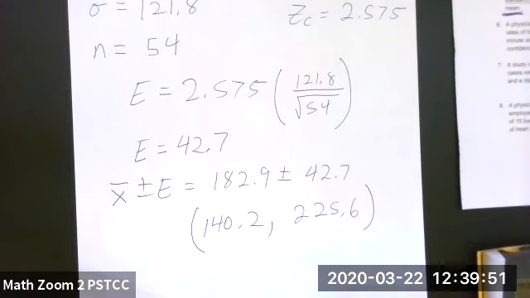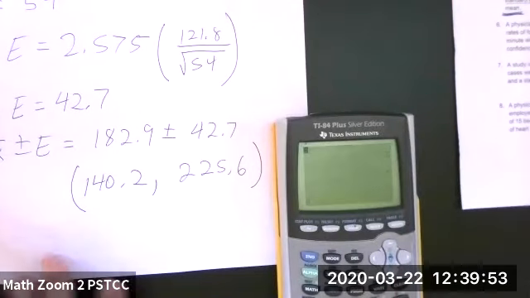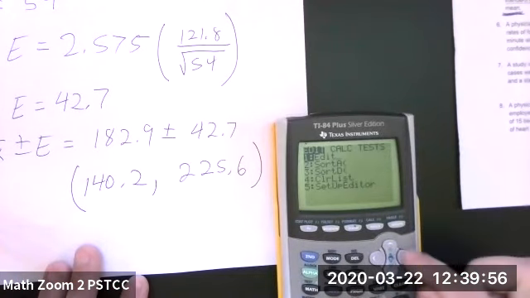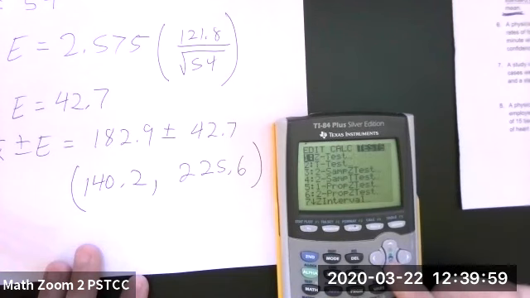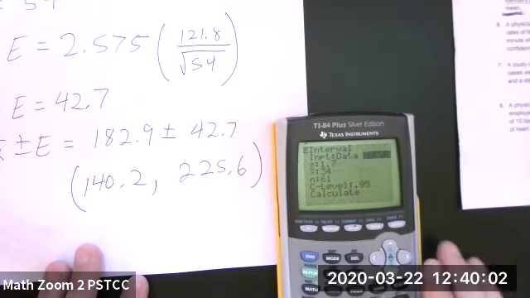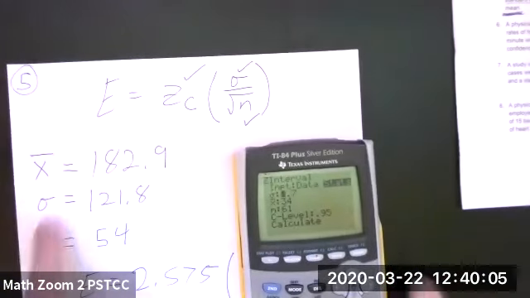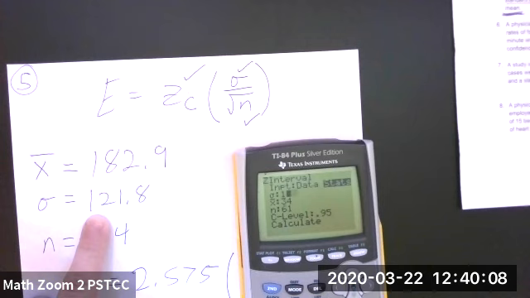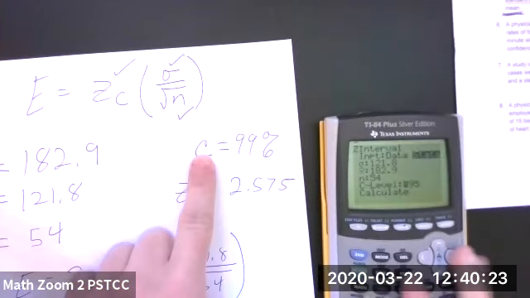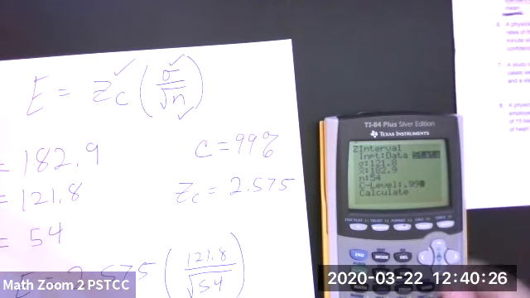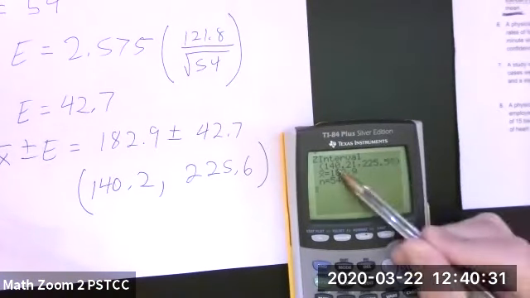Now again, we can check the solution in the calculator. Go to Stats, Tests. Again, we're using Z interval. Standard deviation this time was 121.8. Sample size was 54. Sample mean was 182.9. Confidence level was 99%. There's our solution.